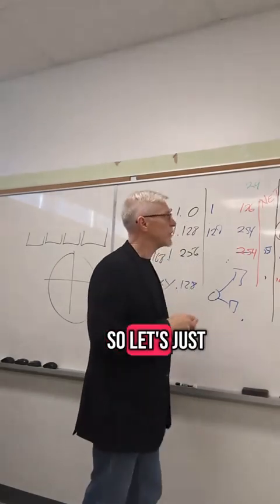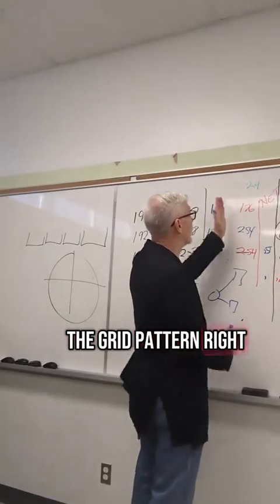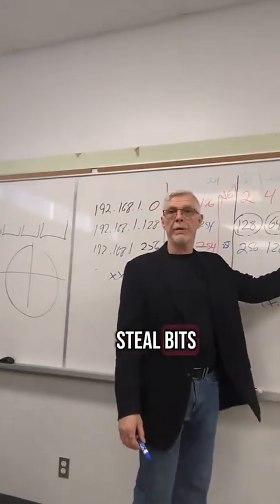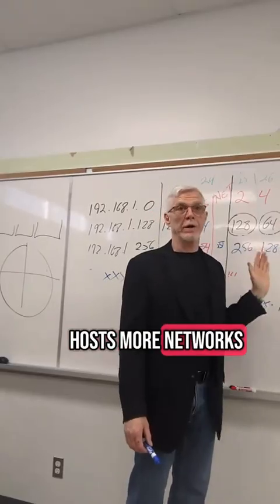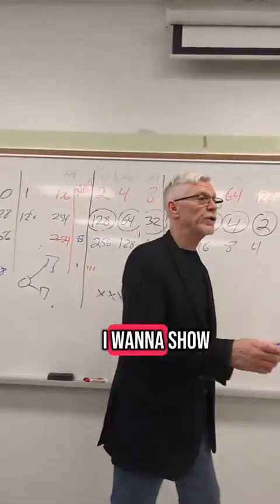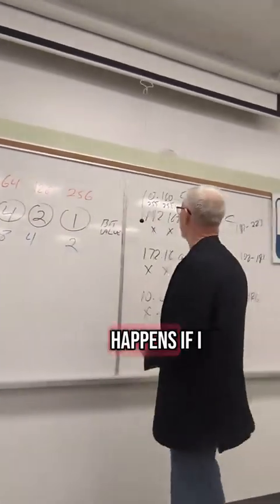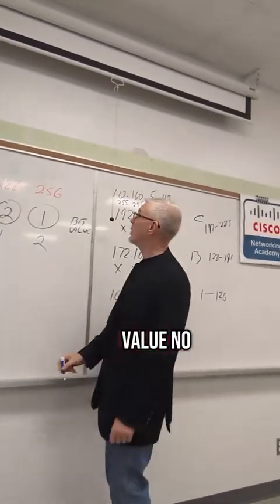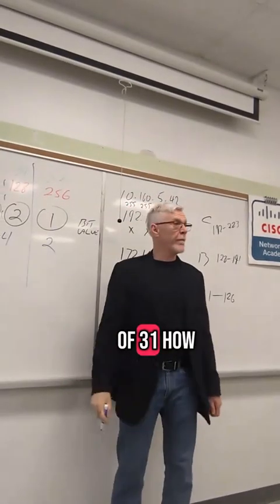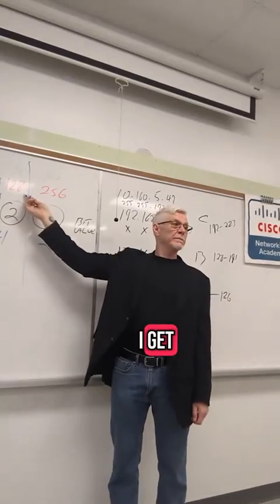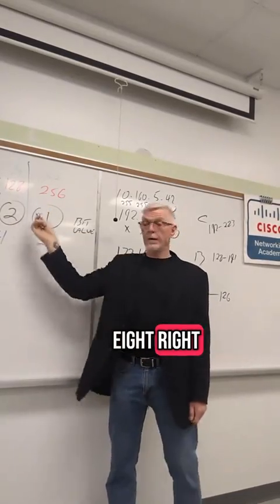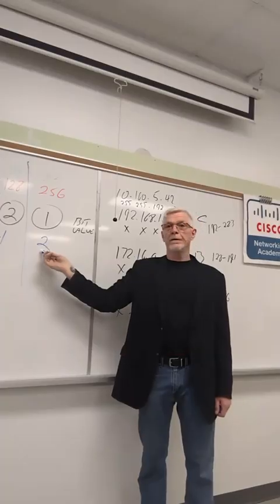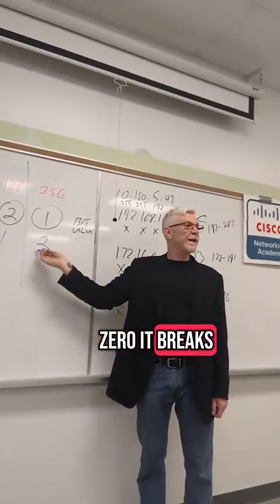So, let's just review. This is the grid pattern, right? Normally it'd be CIDR value 24, 1 network, 256 hosts. As we steal bits, we get fewer hosts, more networks. I want to show you something funky before you do it. Watch this. What if I do a CIDR value of 31? How many networks would I get? 128, right? Incrementing by? So how many hosts do I actually get? 0. It breaks down here. It doesn't work.